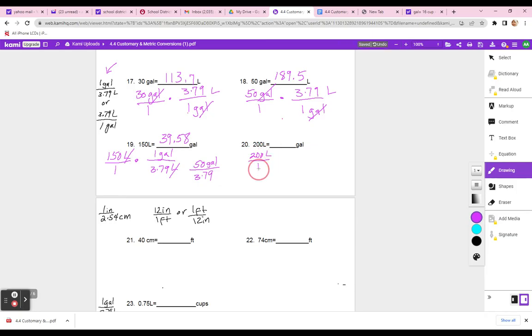200 liters. We want liters to divide out, so 3.79 liters, 1 gallon. So again, I use this conversion factor because we want liters to divide out. So liters will divide out here. So you'll have 200 on top divided by 3.79. We divide those two out, you're going to get 52.77.